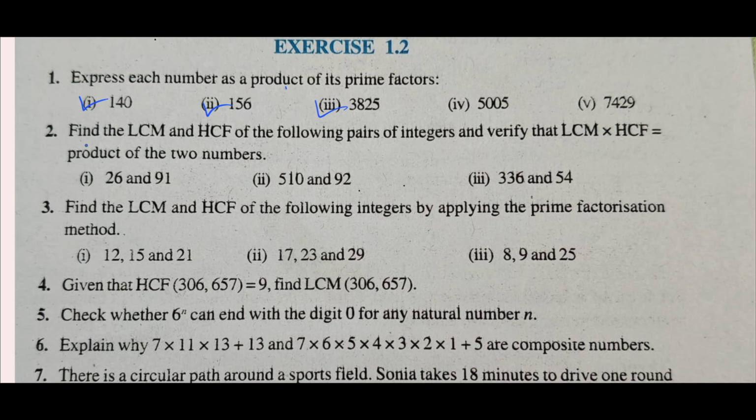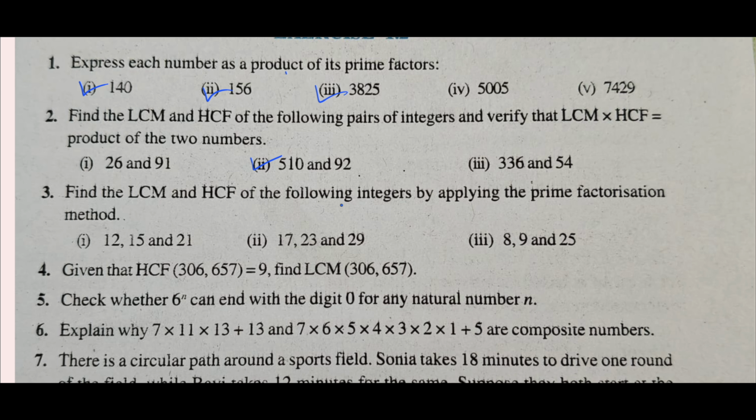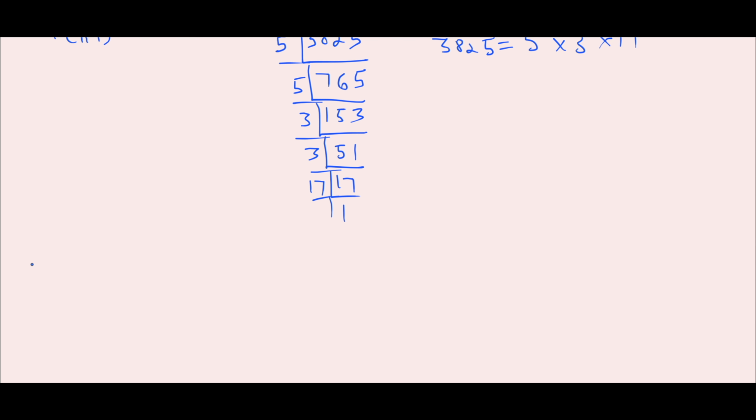Moving to question number 2: find the LCM and HCF of the following pairs of integers and verify that LCM times HCF is equal to the product of the two given numbers. So let us try question number 2, part 2, 510 and 92. The two given numbers, let us take them as x as 510 and y as 92.